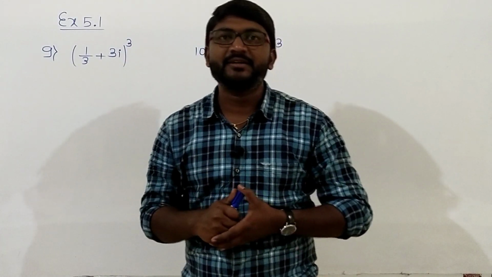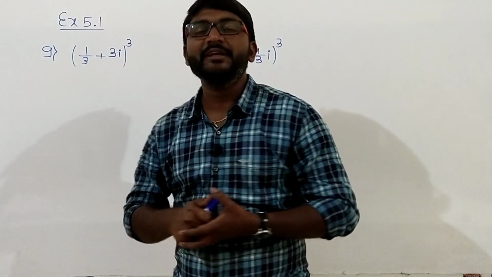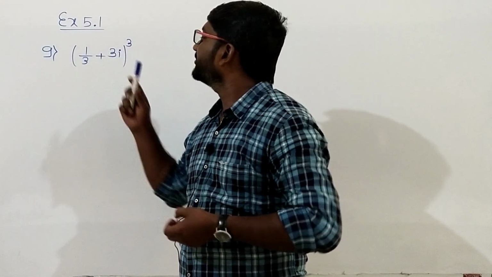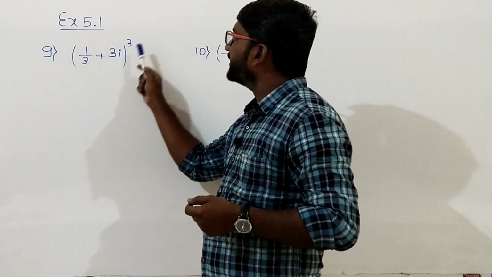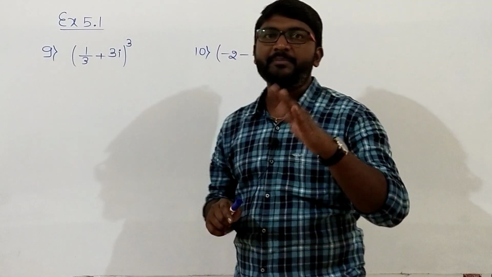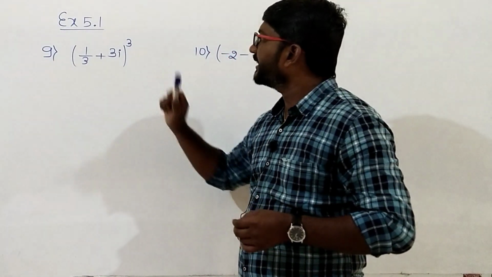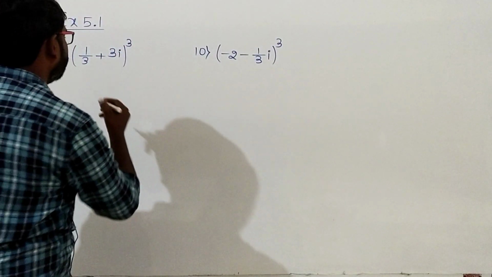So in the last class we started with exercise 5.1. Let us continue with the next problem, the ninth one. Here he has given (1/3 + 3i) the whole cube. We have to express this in the form a + ib. After completing the ninth one, we'll take up the 10th problem. So let us solve the ninth one.